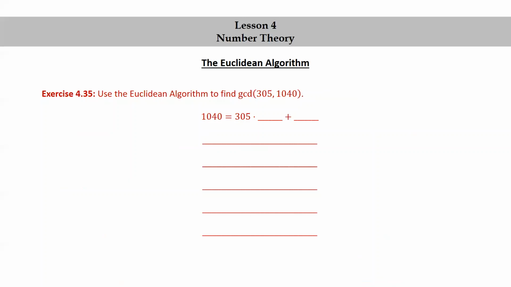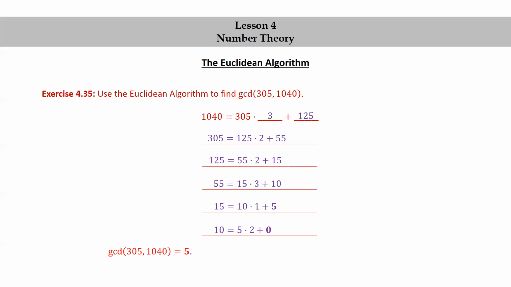Okay, so we have 1040 is equal to 305 times 3 plus 125. 305 is 125 times 2 plus 55. 125 is equal to 55 times 2 plus 15. 55 is equal to 15 times 3 plus 10. 15 is equal to 10 times 1 plus 5. And 10 is equal to 5 times 2 plus 0. So, since we got 0, we take the previous remainder of 5, and we see that the GCD of 305 and 1040 is equal to 5.